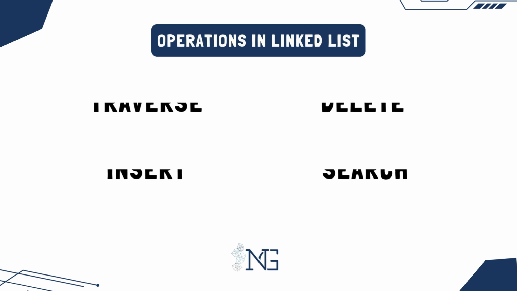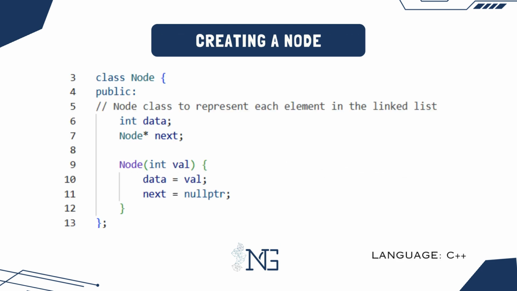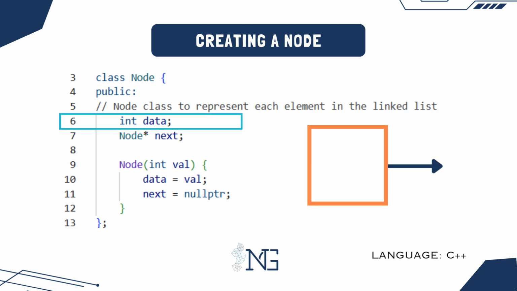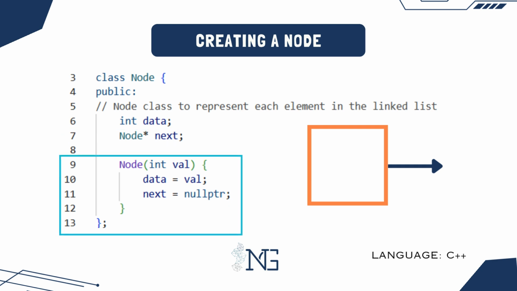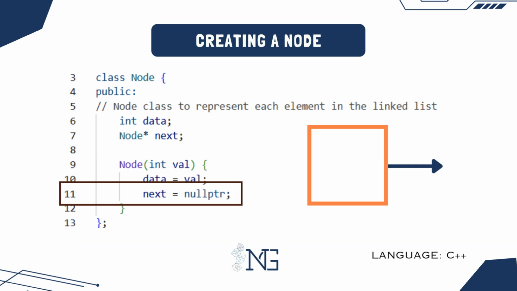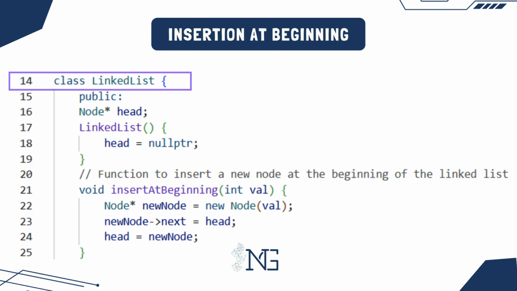Now let's code these one by one. This is the node class. Each node in our linked list contains two parts, an integer data to store the value and a pointer next to link to the next node. In the constructor, we initialize the node's value and set next to nullptr since it's not connected to anything yet. This is our list class, which manages the whole list.